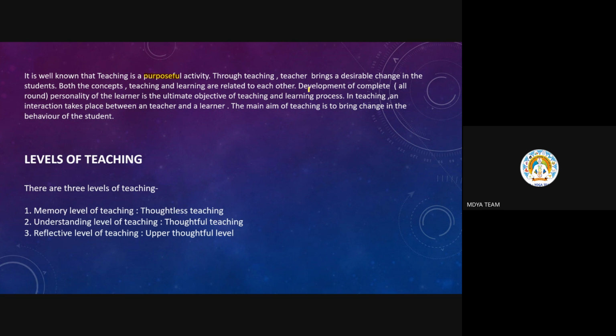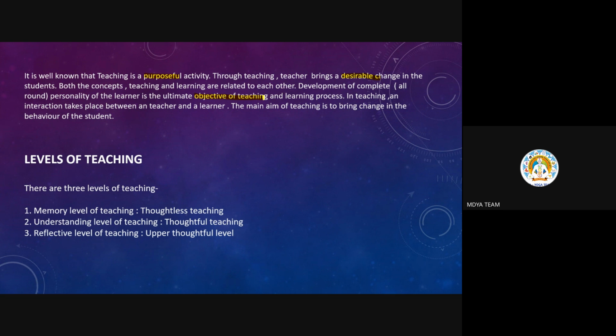Through teaching, the teacher brings a desirable change in the students. Both concepts, teaching and learning, are related to each other. Development of the complete personality of the learner is the ultimate objective of teaching. There are objectives of teaching every time. When teaching is going on, there are certain objectives. So overall personality development of the learner is the ultimate objective of the teaching and learning process.